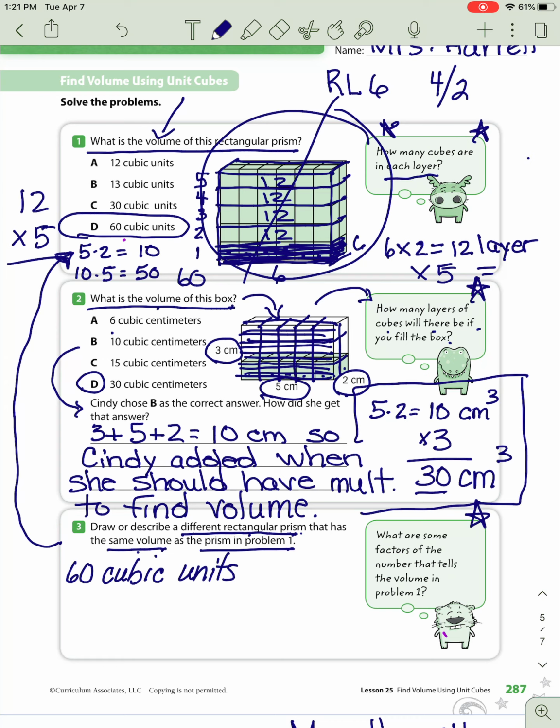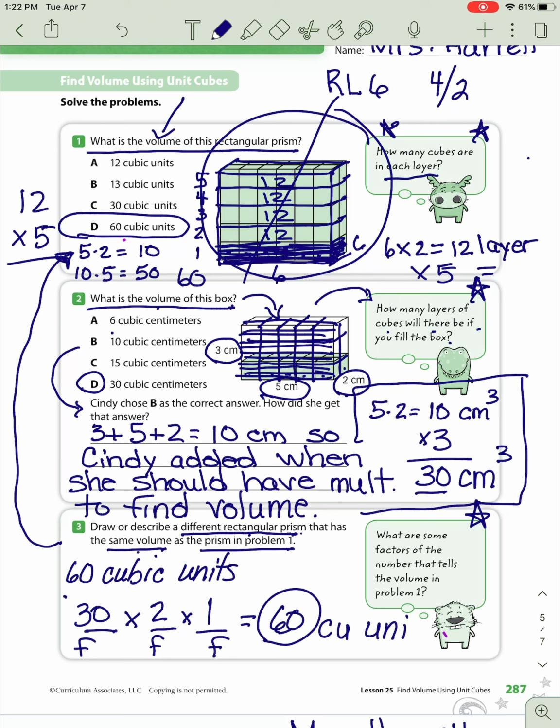Okay? So what I'm thinking about is how could I do that? How could I get 60 to be my answer if I had 3 measurements that I'm going to multiply by? So what would this factor be, and this factor, and this factor be? Okay, so some options, I might think about just cutting this 60 in half and making it 30, and knowing that if I have 30 times 2 times 1 gives me 60 cubic units.